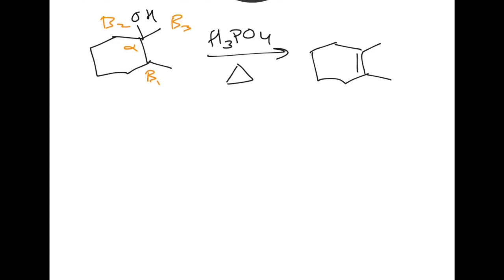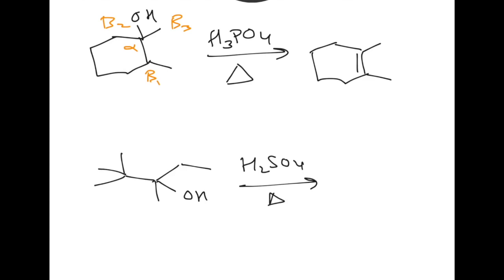Something that holds true for both of these reactions is this. Let's say you have a situation where here's my alpha carbon, beta 1 and beta 2. You have to have a hydrogen to remove from your beta carbon. So here, beta 1 has no hydrogen. To do an elimination, I have to have a hydrogen to remove, so I can't make a double bond.